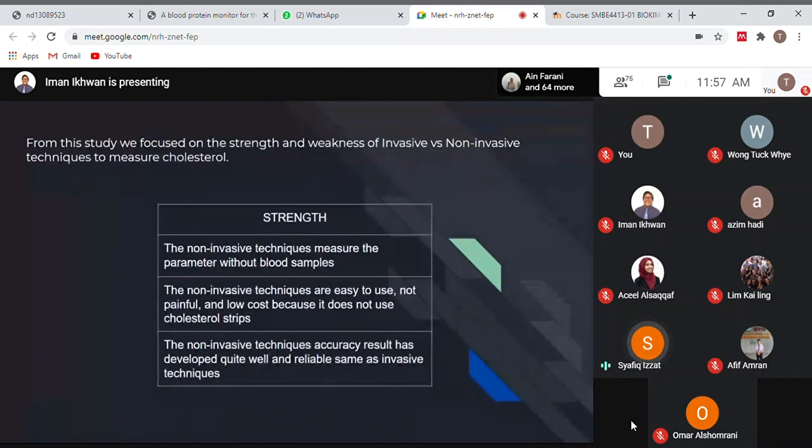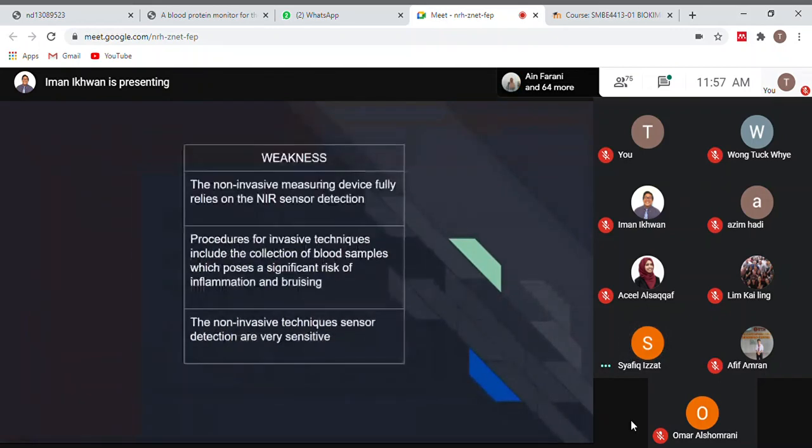Okay, so for the weakness, the first point, as we know, the non-invasive technique or non-invasive model fully relies on the infrared sensor, infrared light or NIR sensor detection. So the accuracy of the result depends on the performance of the sensor detection.